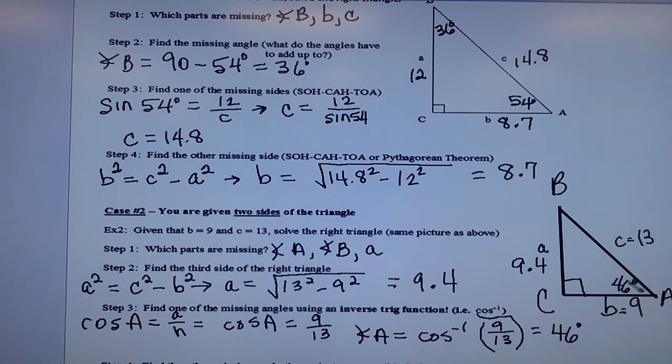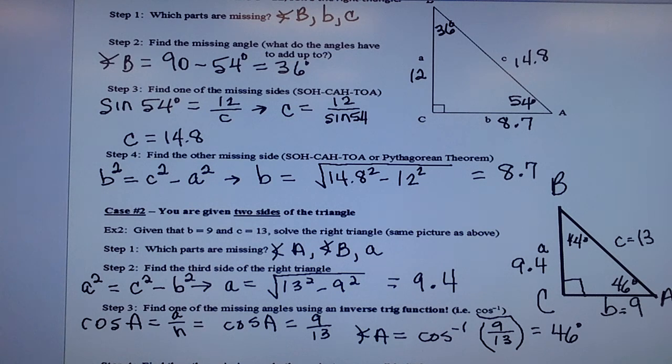All right, we are almost done. Now all I need is angle B. And remember, the easiest way to find angle B is to subtract my angle of 46 from 90. So 90 minus 46 gives me 44 degrees. So now I have completed solving my triangle. I hope we're good so far.